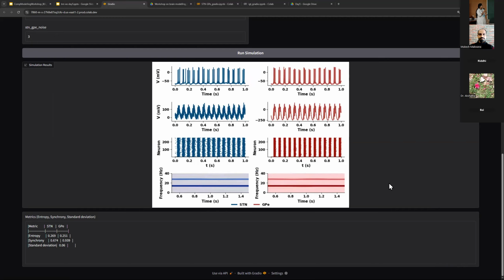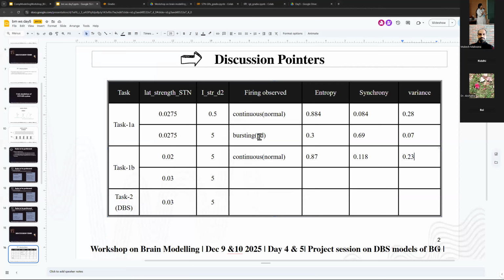What kind of behavior do we see now? We end up seeing PD behavior, right? That is, as I keep increasing my lateral strength, it is bursting, very synchronized. Yeah, you can go back. We can put up the metrics. Entropy is 0.26. Synchrony is 0.674. And standard deviation is 0.06.